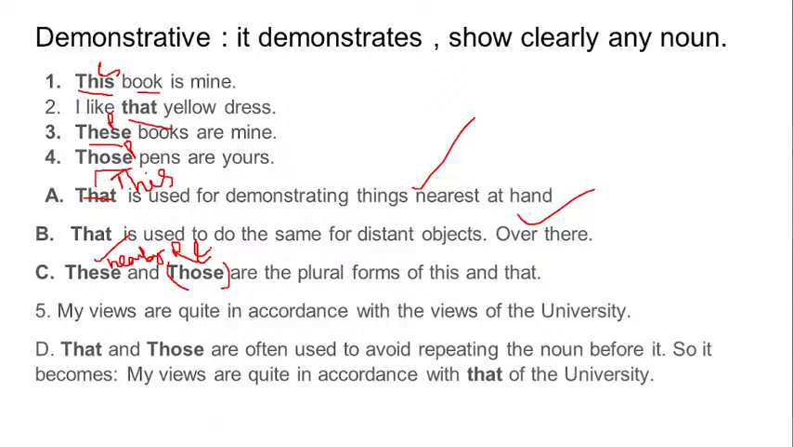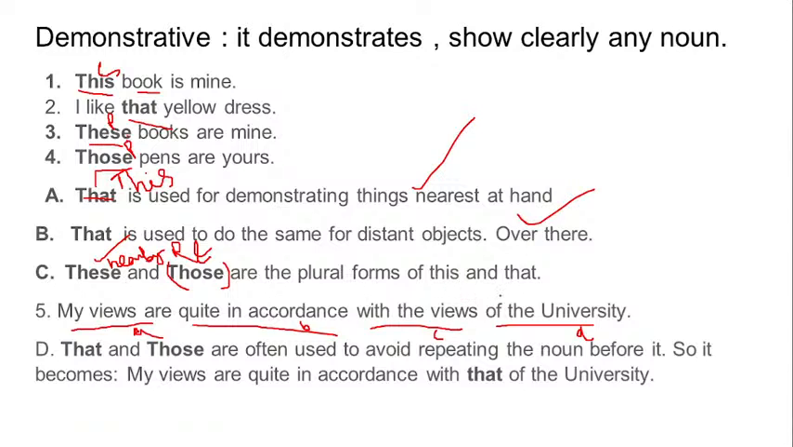But there are some more things to remember over here. You might get a sentence in the exam like, my views are quite in accordance with the views of the university. And now they can ask you which portion is wrong. Is it A? Is it B? Is it C? Or is it D? You get questions like sentence improvement in your examination, where you have to understand which portion is wrong and how you can improve it, how you can make it more grammatically correct.